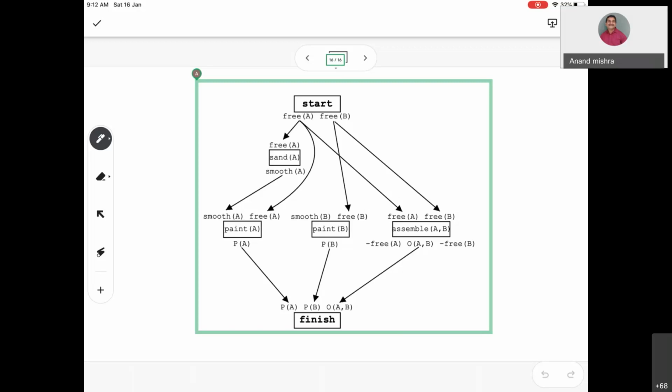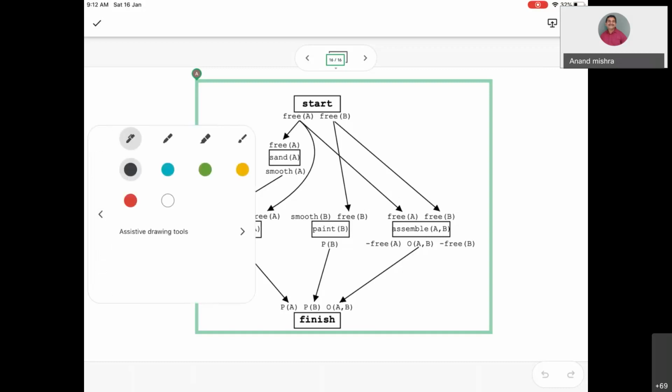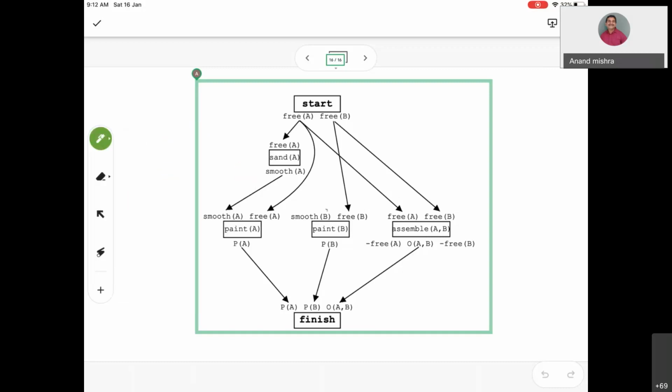Pre-A is satisfied. Pre-B is satisfied. You can see some of the conditions are not getting satisfied. So maybe I can draw: smooth B is not satisfied, correct? This is not satisfied.